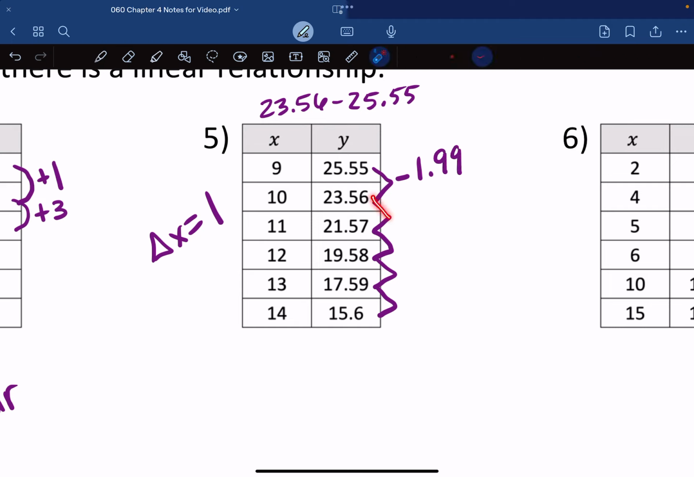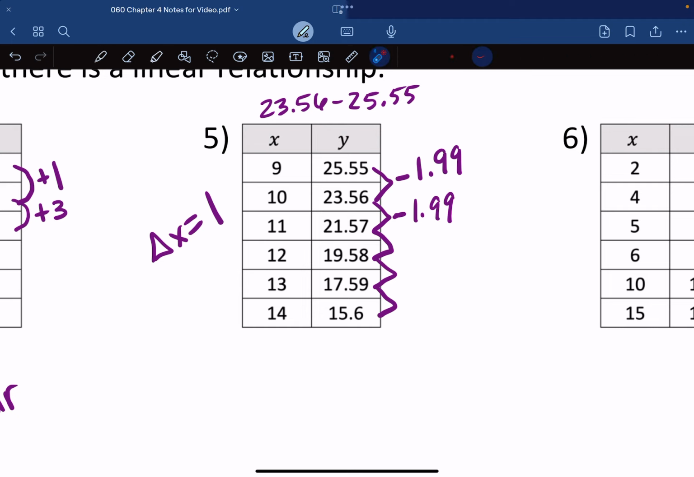And then you'll do the same thing for the next pair. You'll do 21 and 57 hundredths minus 23 and 56 hundredths. And you'll see that that one is also decreasing by 199.